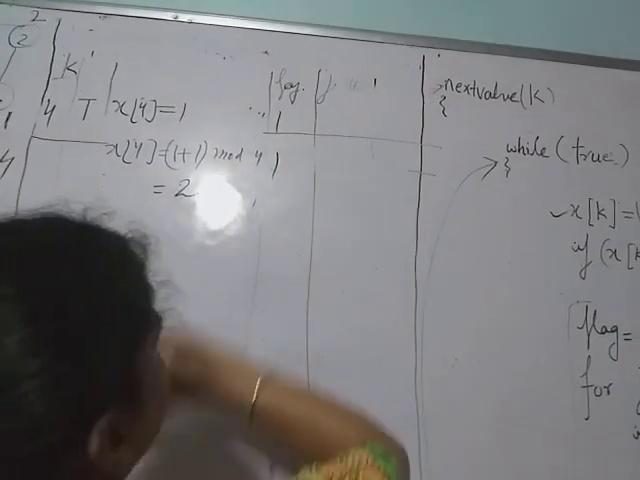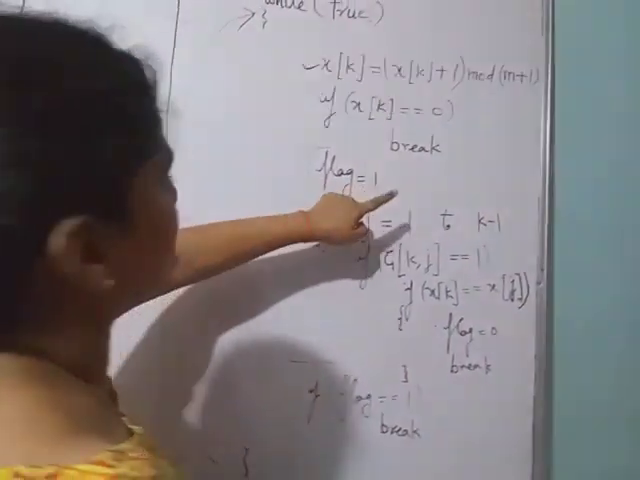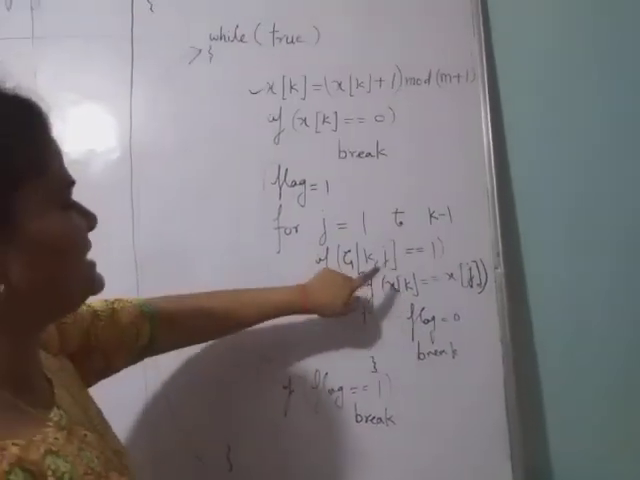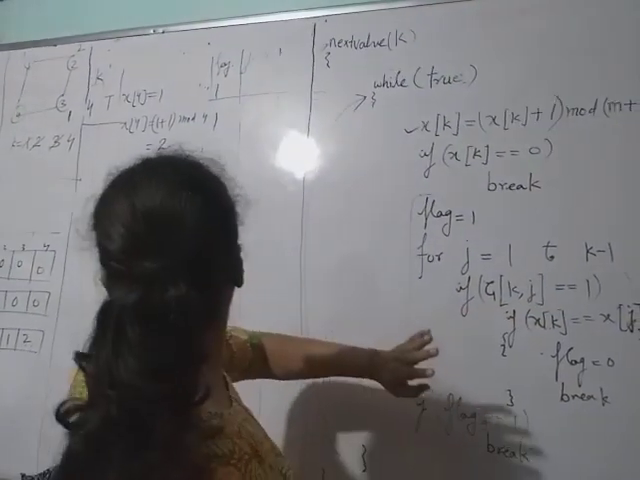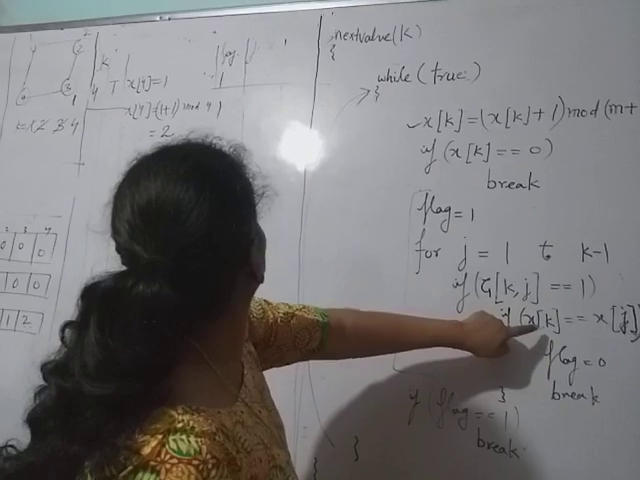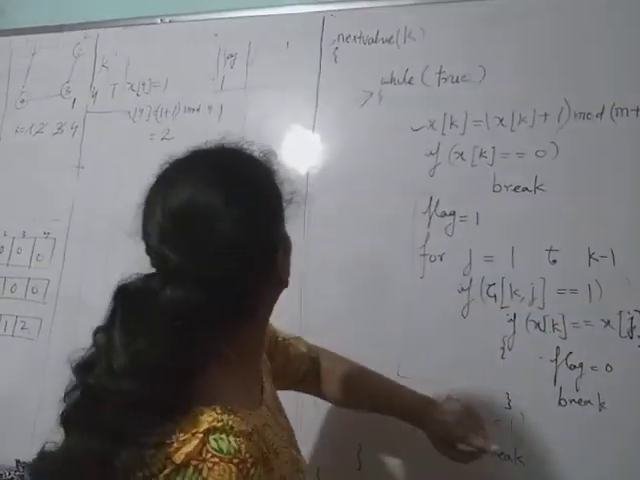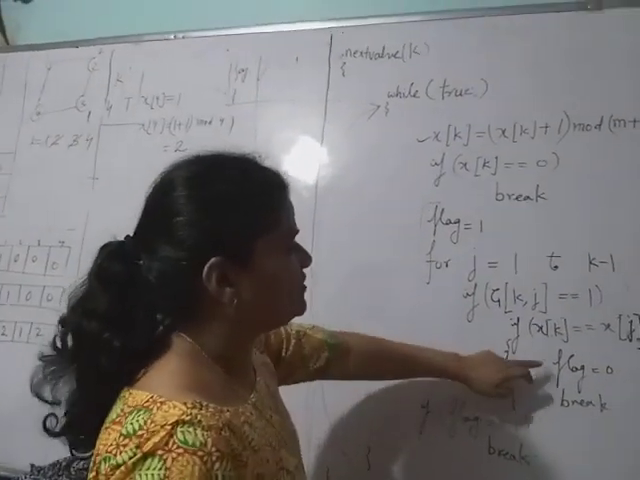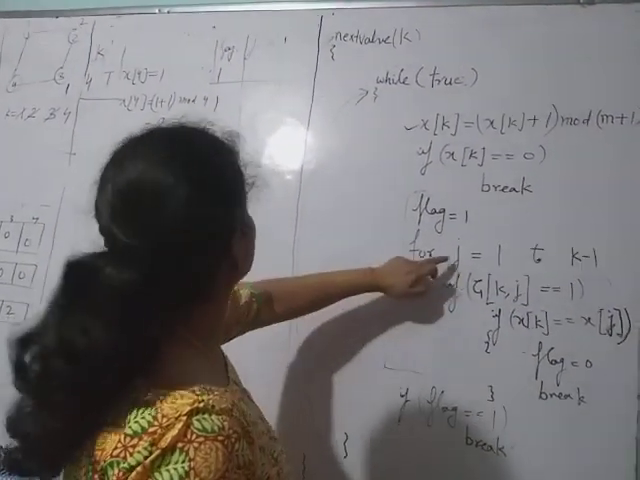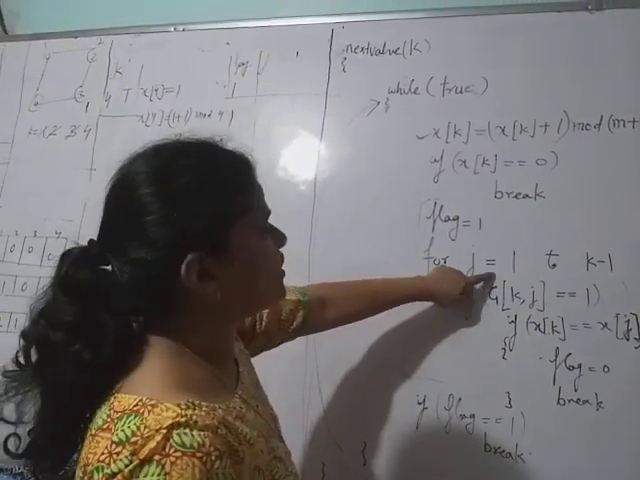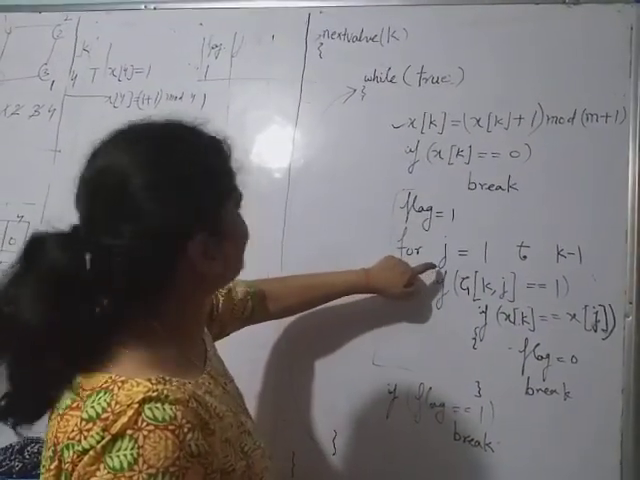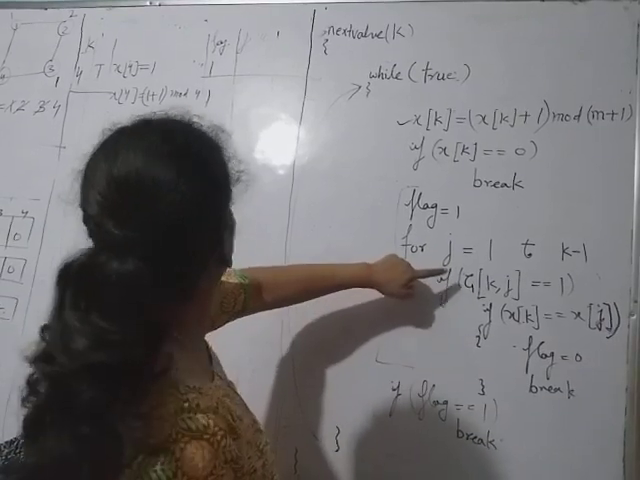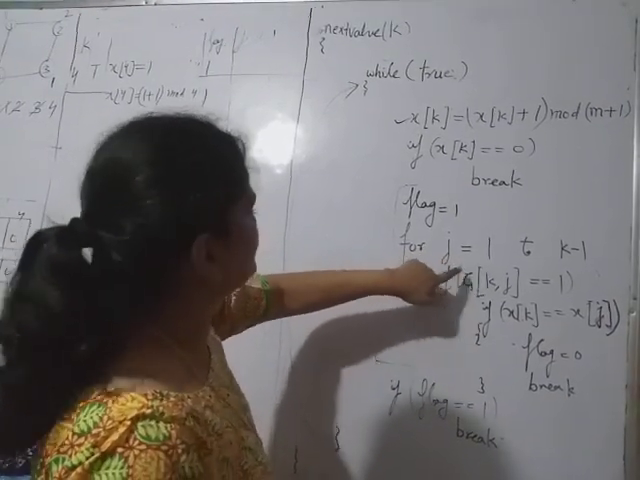Flag is 1. The j loop will run 1, 2, 3. g[k][j], where k is 4. 4, 1 is adjacent, but the color of x4 is not equal to x[j], so this condition is not true. Then j is equal to 2. 2 is not adjacent to 4. Now the next j is adjacent to what? The value of j.